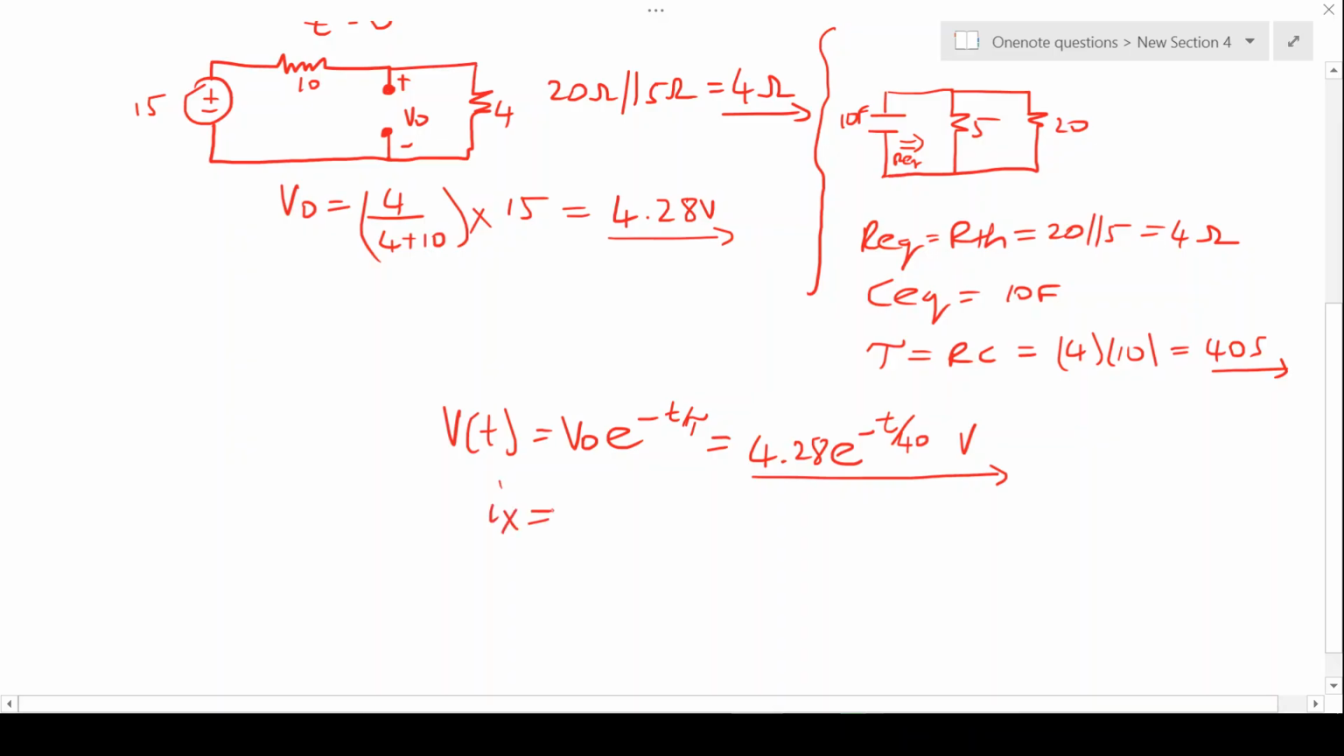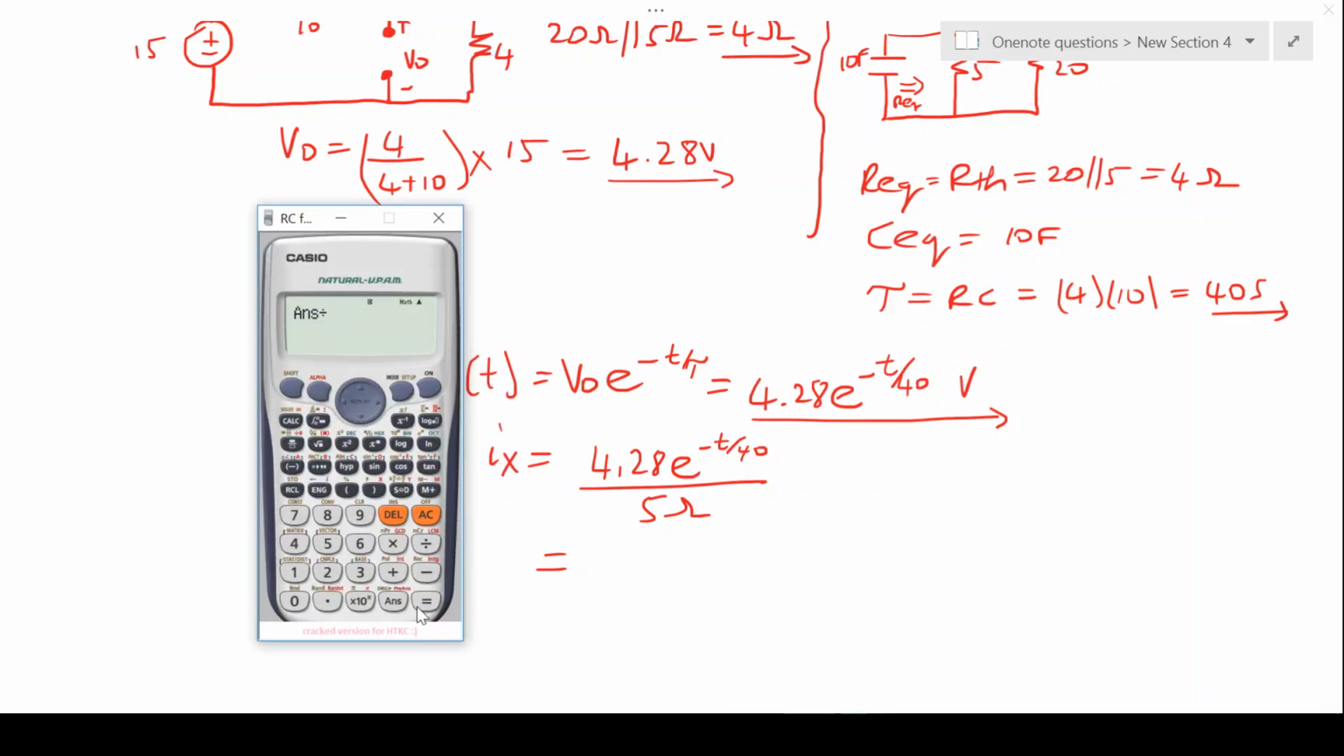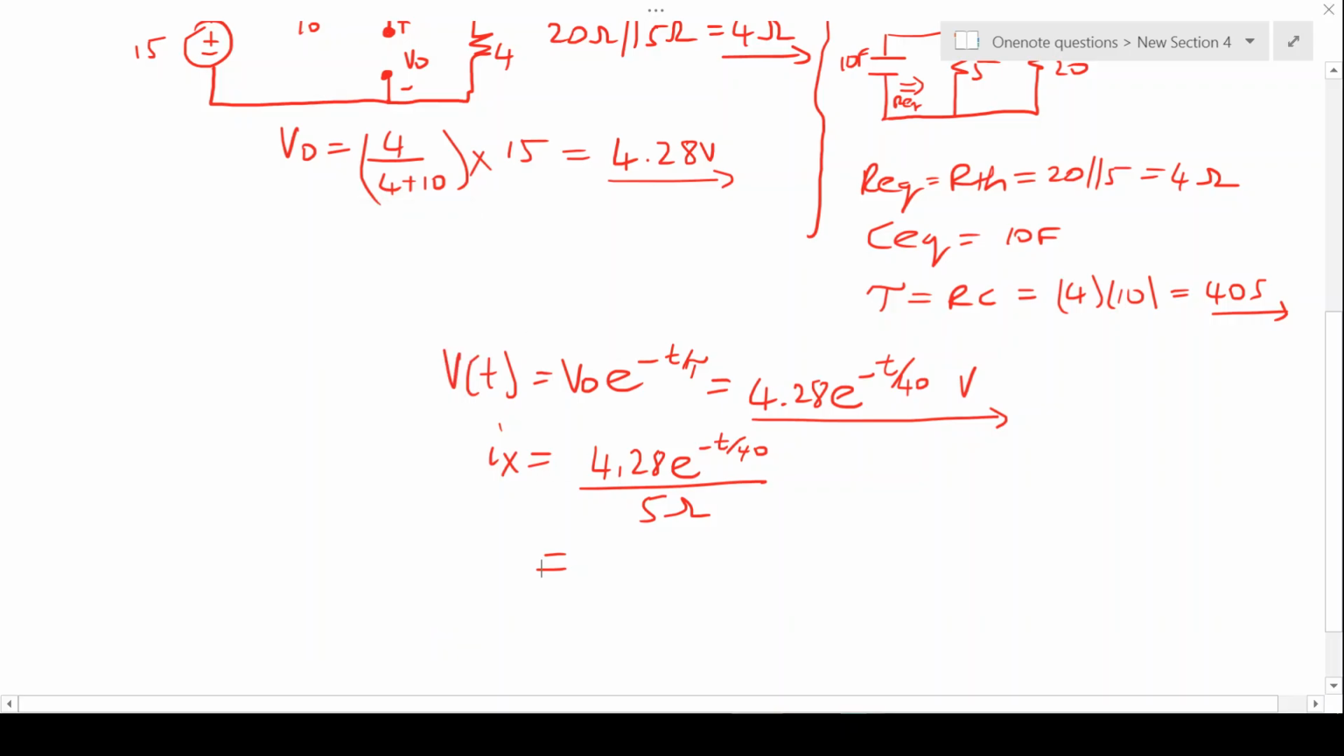So Ix is going to give us 4.28 e to the negative t over 40 divided by the 5 ohms. And that's going to give us a final value of 0.85. So that gives us 0.85 e to the negative t over 40, and this will now be in amps. That's Ix as a function of time.